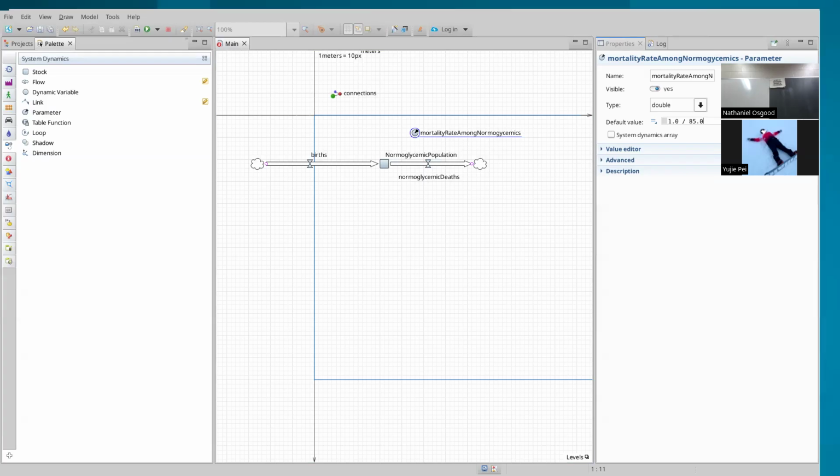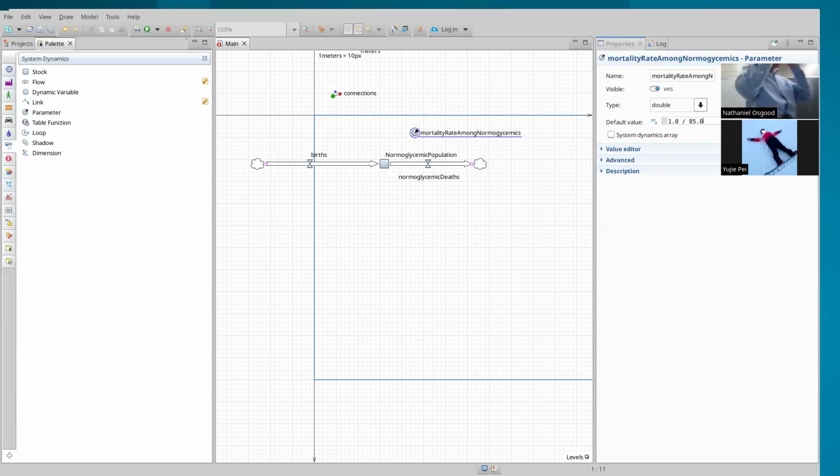And you'll see the same form occur again and again. 85. Does anyone know what that represents? What does 85 mean? Anyone? Yeah. The chance or the average. Yes, it's the average lifetime. And we'll see the form that gives rise to this in the formula for this flow.